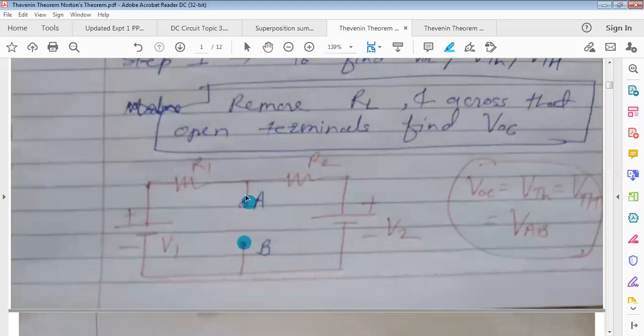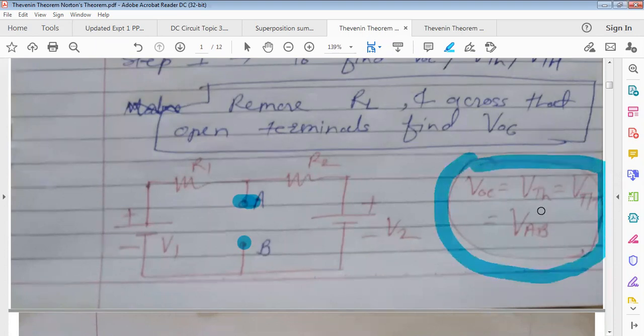So you can mark these two terminals A and B. Any one you can mark A, any one you can mark B. And find the open circuit voltage across these two open terminals. Find the voltage across these two open terminals, and that is called Thevenin's equivalent voltage, VOC or VTH, V with capital V and small th, that is the voltage across AB. Is this clear how to find VTH using Thevenin's theorem?